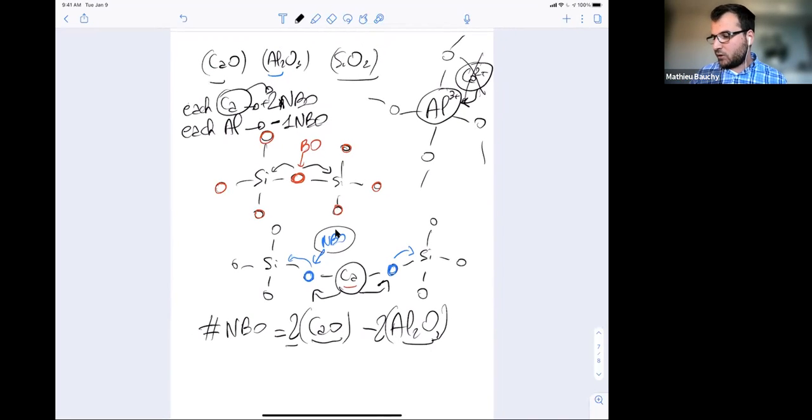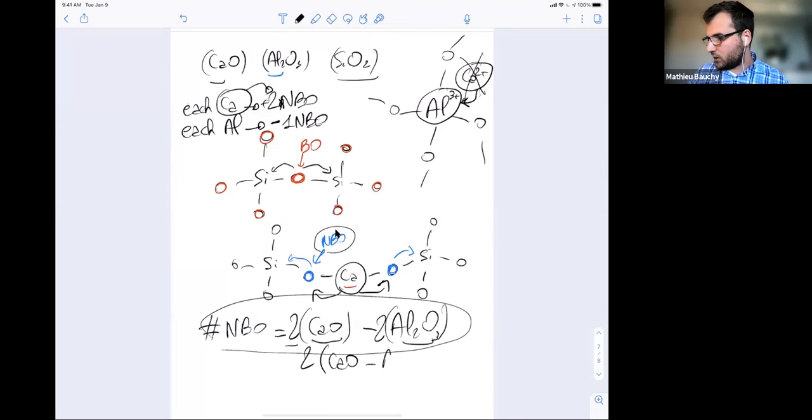So in that case, a useful feature would be to look at this, which is actually kind of the same thing that you mentioned. It's just basically taking the difference between calcium and alumina.